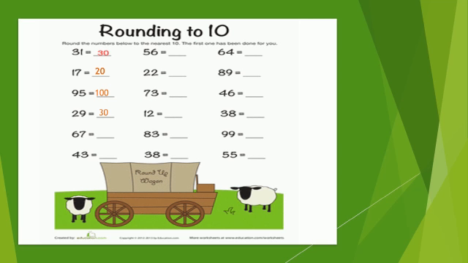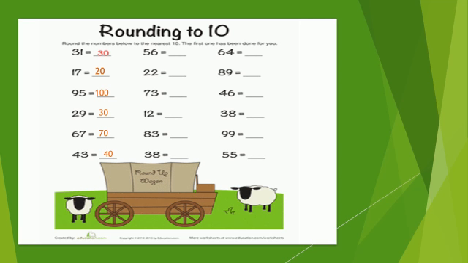If 67, what are we doing? The number line is 60 to 70, the midpoint is 65, and 67 is more than 65, so it becomes 70. Next, 43: number line 40 to 50, midpoint is 45, so 43 is less than 45, so it goes to the downward side, that means 40. Now the rest of the questions, students, do it by yourself.